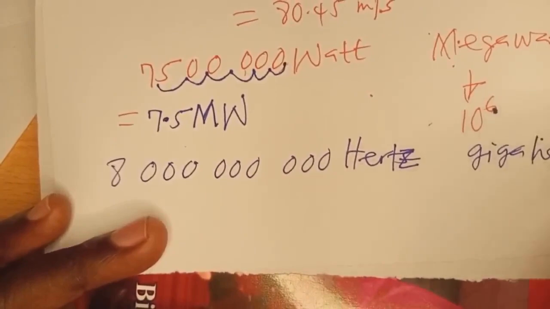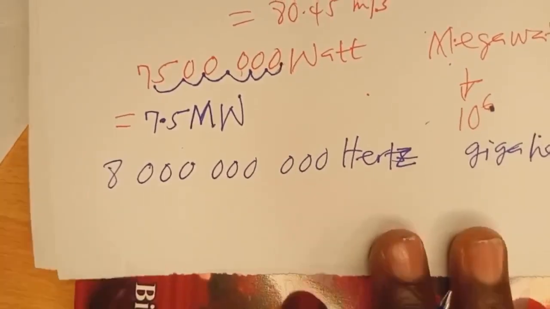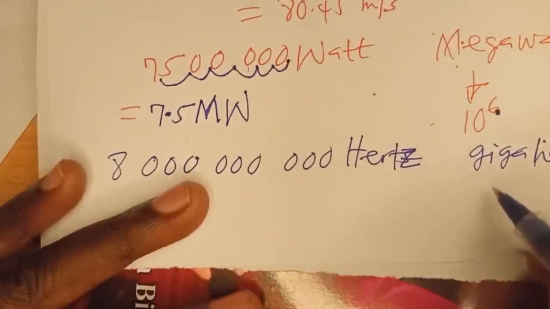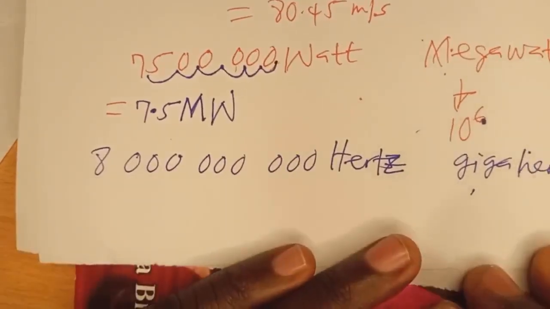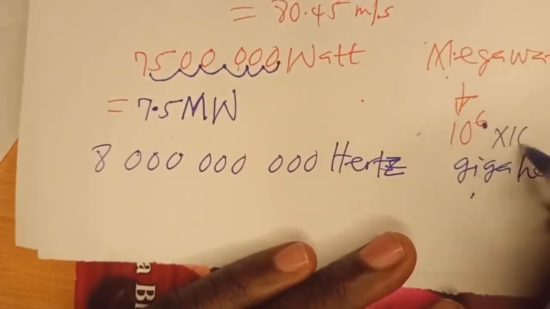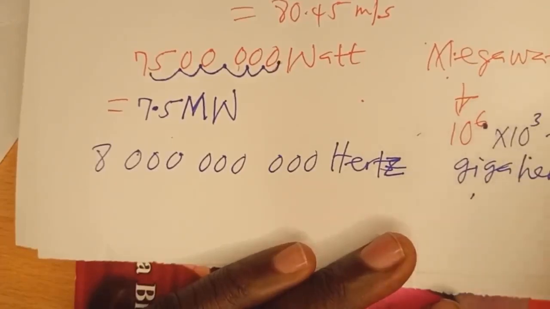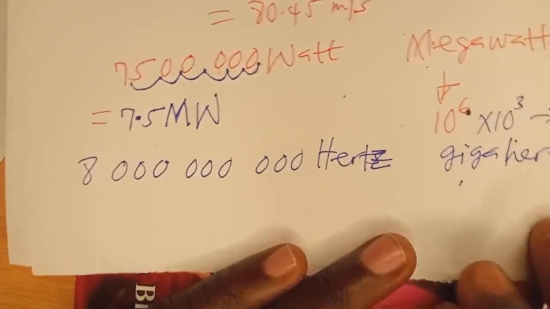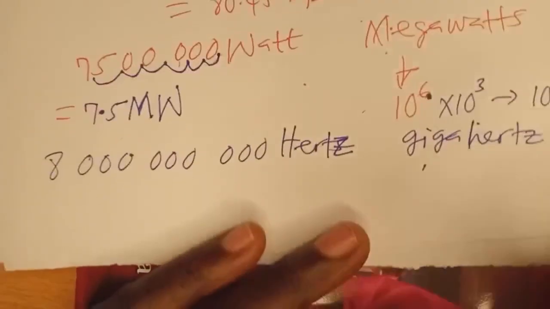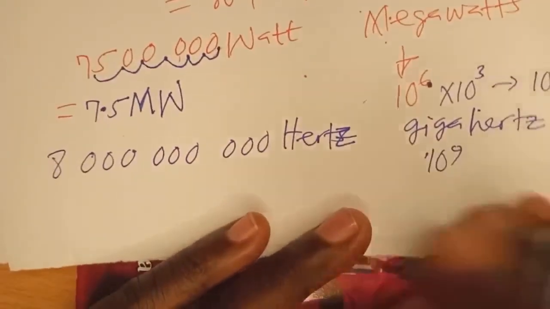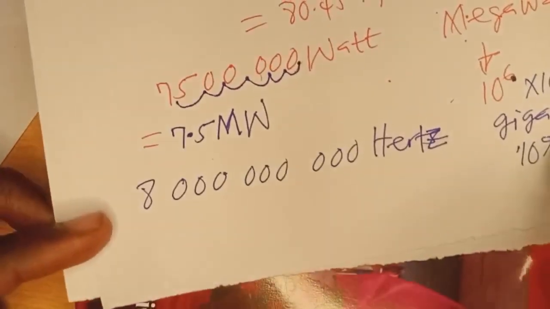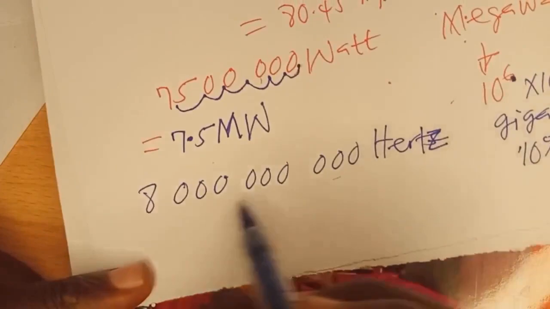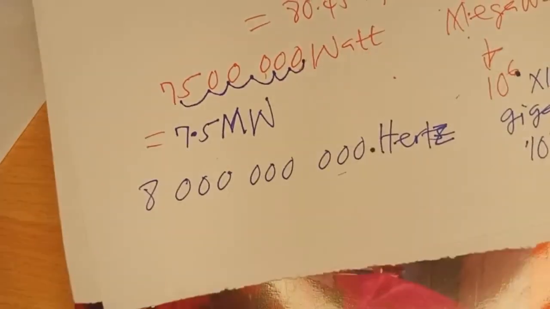Okay, giga is after million. When you multiply by 1000, you have giga. So if I multiply this by 10 raised to the power of 3, I will have giga. So giga is 10 raised to the power of 9. 6 plus 3 is 9. So if it is 10 raised to the power of 9, then what I did here, I will have to repeat it. The only thing is that since I have 9, I will move 9 places backward. So my decimal point is here.